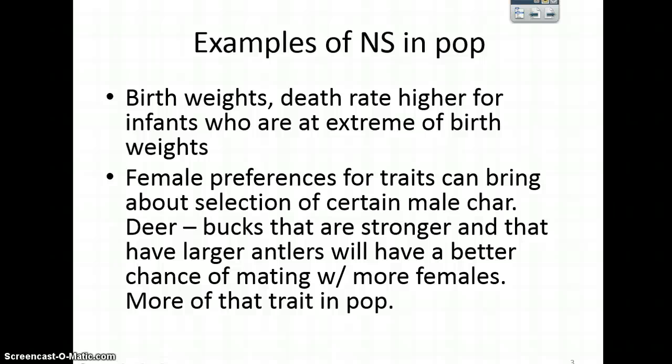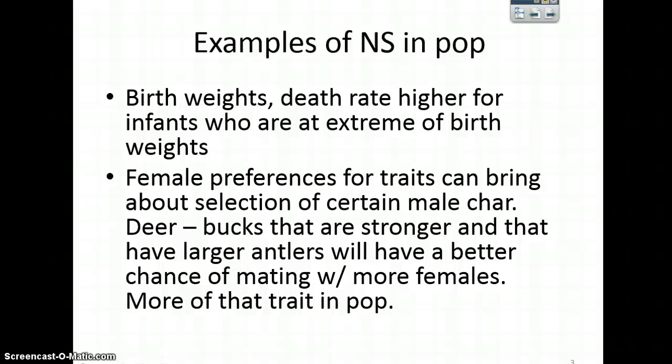Bucks that are stronger and that have larger antlers will have a better chance of mating with more females. Because when a female sees a buck and it has large antlers, she knows he's healthy. She knows she will then have a healthy baby. She's not going to waste her time having a baby with a buck that is unhealthy. Then there's a chance her baby will be unhealthy. And it takes a lot of time and energy to be pregnant and have a baby. So these bucks with large antlers are going to have sex with more does. So more of their genes get passed on from generation to generation than a buck with small antlers.